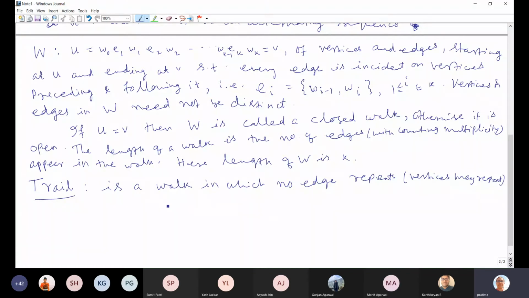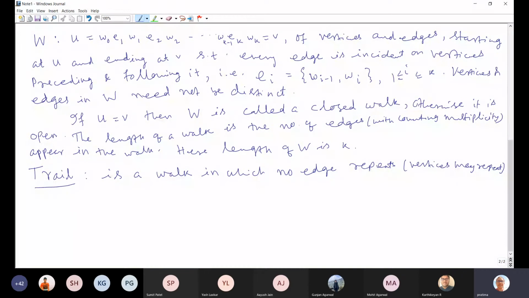So a trail means no repetition of edges. It may happen that some vertex repeats, and it may go like this, and again this vertex is repeating. So you may have this kind of situation where vertices may repeat, but no edge is repeated. This is called a trail.